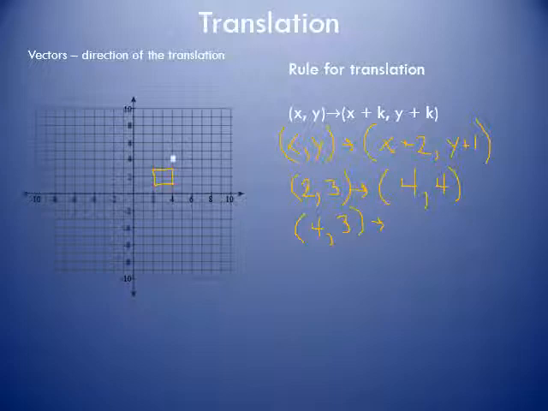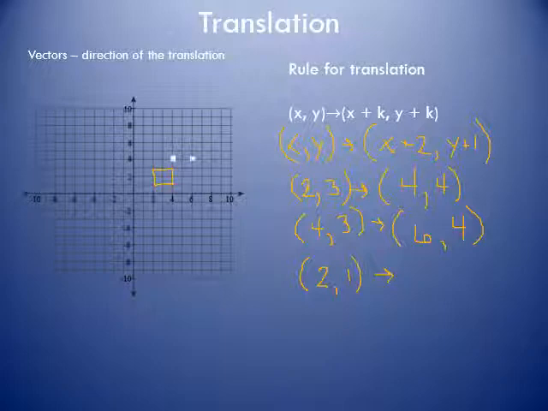So again, my rule says add 2 to the x, that's 6. Add 1 to the y, 3 plus 1 is 4. So the new top right vertex would be at 6, 4. Boom. And continuing on, bottom left one is at 2, 1.